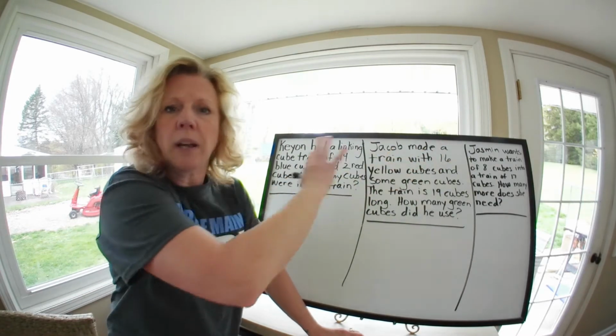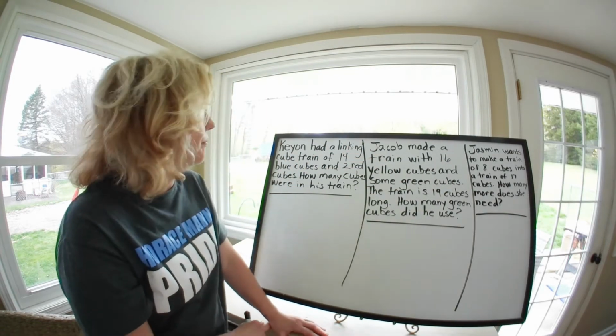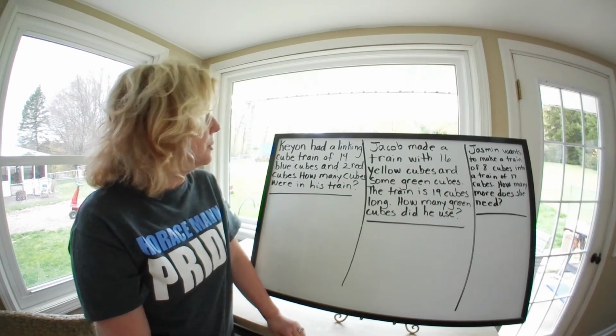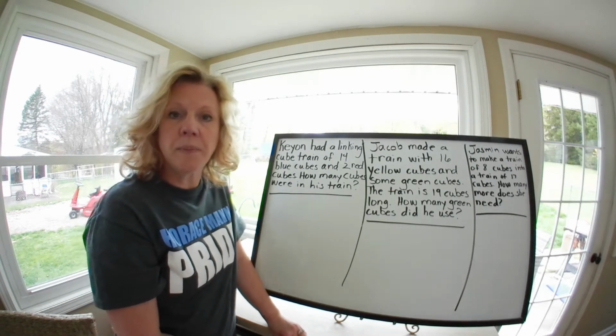I don't want you to have to write all the words. I'm going to read it to you. Okay? So here's the first one. Keon had a Lincoln Cube train of 14 blue cubes and 2 red cubes. How many cubes were in his train?